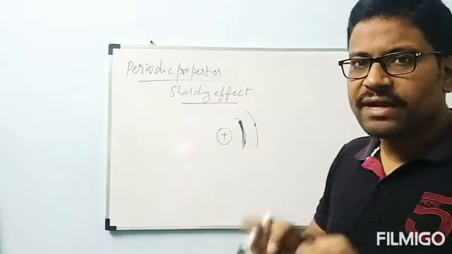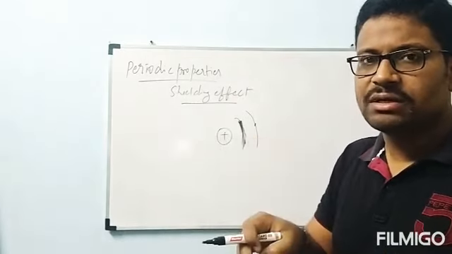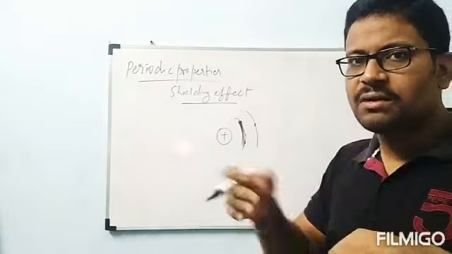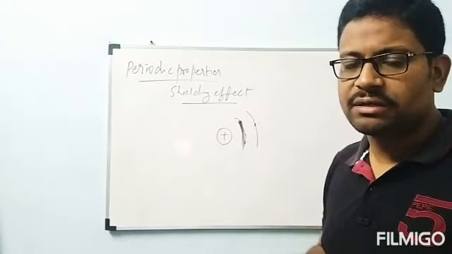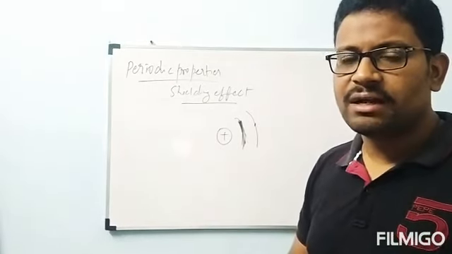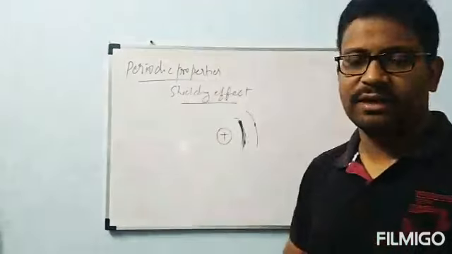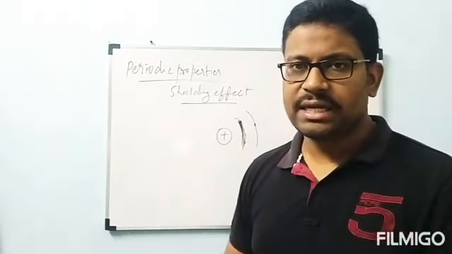That effect which is shown by inner electrons between the nucleus and the outermost electrons is called shielding effect or screening effect.